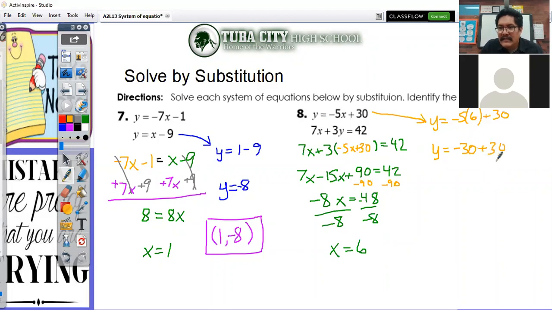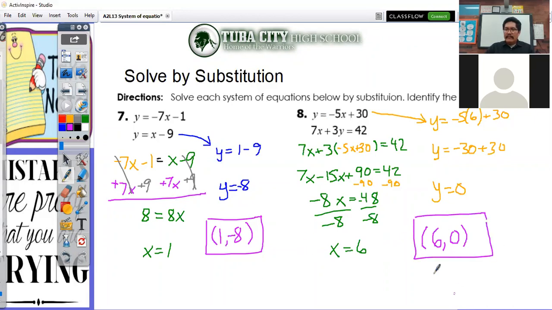I can keep everything the same. And in this case, negative 5 times 6 is negative 30. So that means y equals 0. So 6 and 0 together, like that. Now, we are done with that one. Let's go ahead and box that up and move on to the next one.